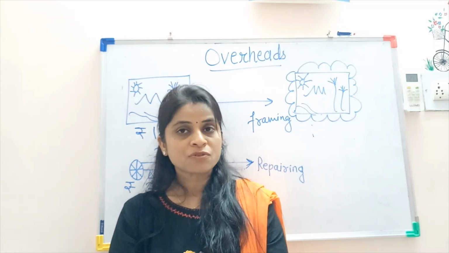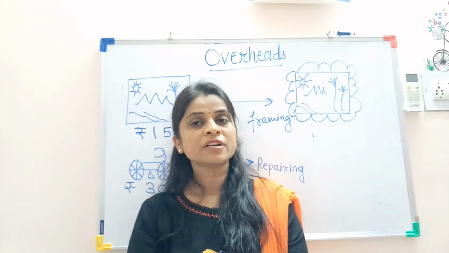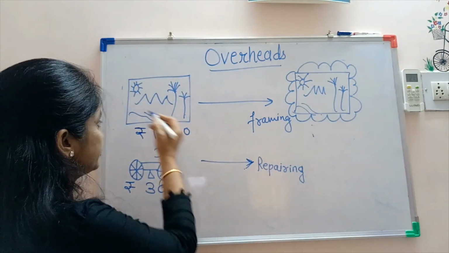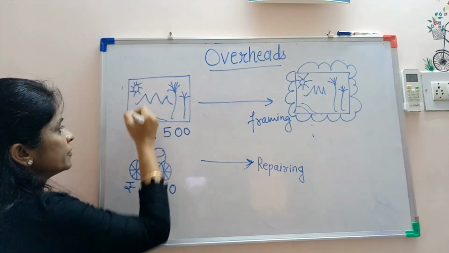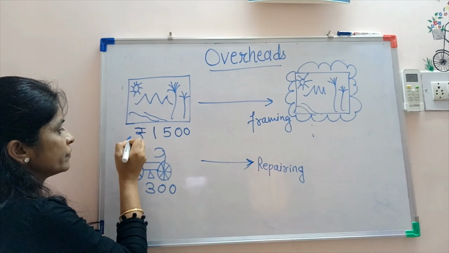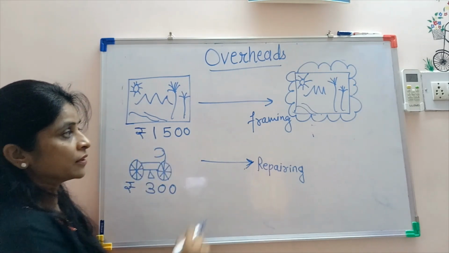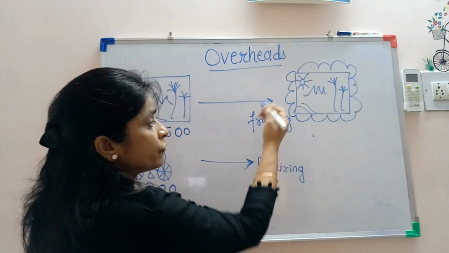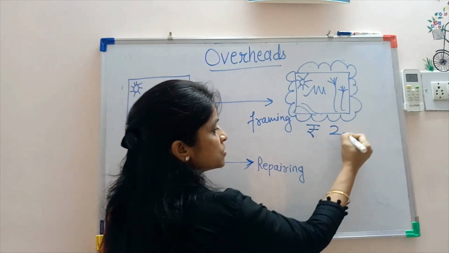In our previous period we discussed cost price, selling price, profit and loss. Today we are going to discuss one more new term, that is overheads. What is overheads? Now see one example for this. I bought a very beautiful nature painting which cost rupees 1500. Then I framed this painting. For this framing I spent rupees 200.